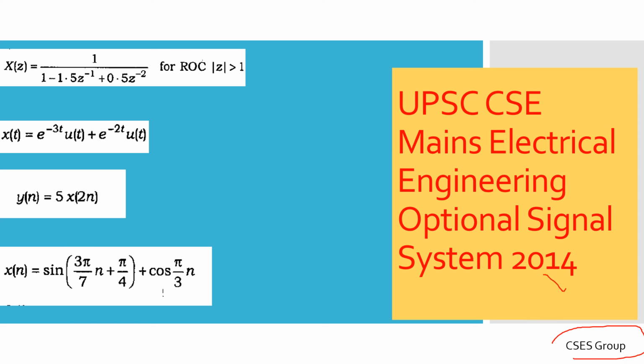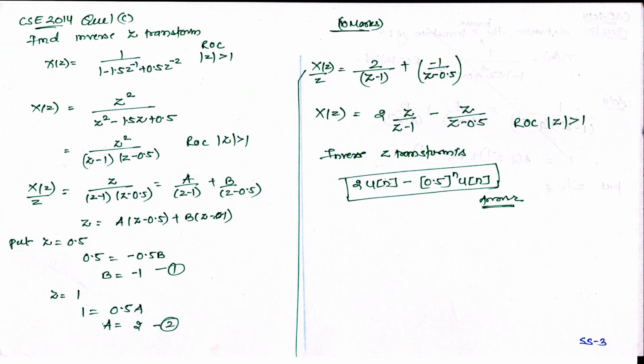We will be looking at the 2014 signal system questions from the UPSC CSE Mains Electrical Engineering. The 2014 question number 1C was to find out the inverse Z transform of the given expression. Before that, let me discuss how many marks of questions were asked from signal system in 2014. Almost 50 marks of questions were asked from the signal system portion. So this also has good weightage, equal to the circuit theory and digital systems.